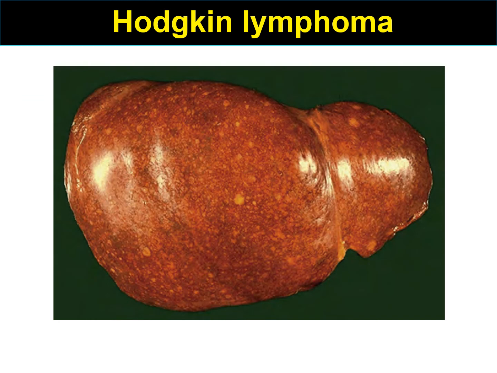This is the gross specimen of the liver, studded by numerous nodules, and this is the metastasis by the Hodgkin disease. It is very important to stage Hodgkin lymphoma to decide the treatment.